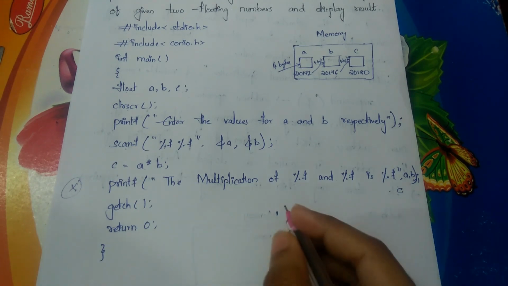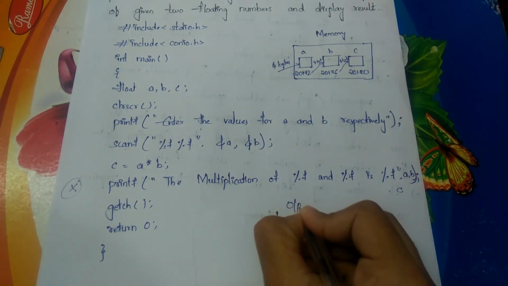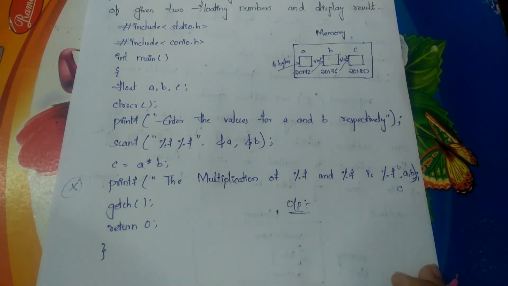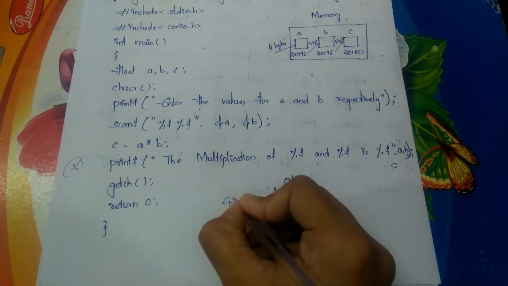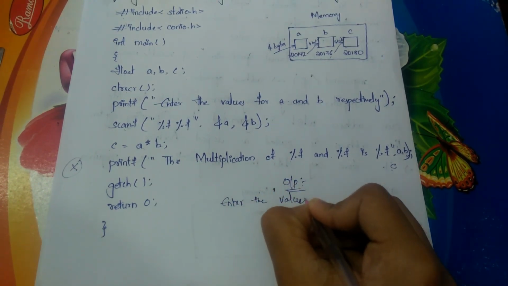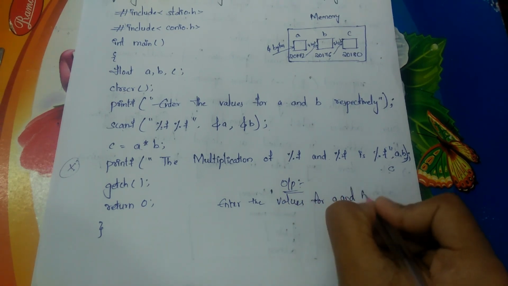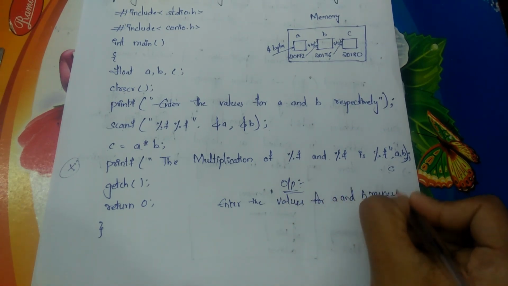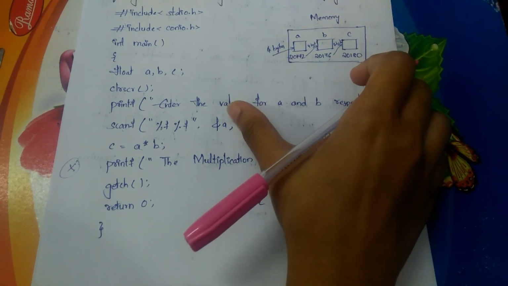So for example, if I want to give any input, first the statement will be displayed: Enter the values for A and B respectively. So this printf statement will be displayed.